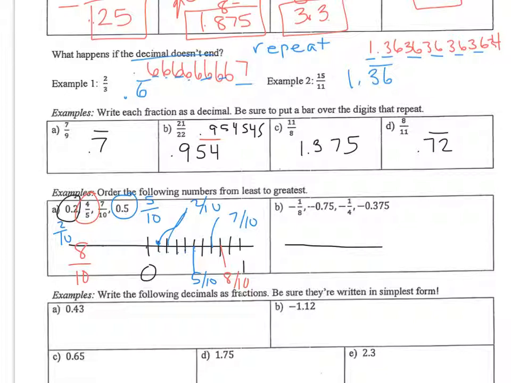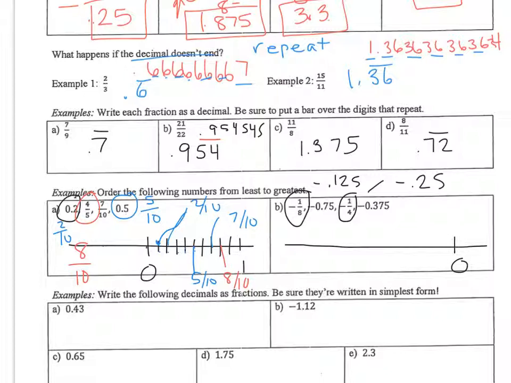Okay, now this one, they're kind of different decimals. So I'm going to actually put 1/8 in my calculator, and it's negative 0.125. And 0.375, or negative 1/4, oops, is negative 0.25. These are all negative, so I'm going to put 0 over here.